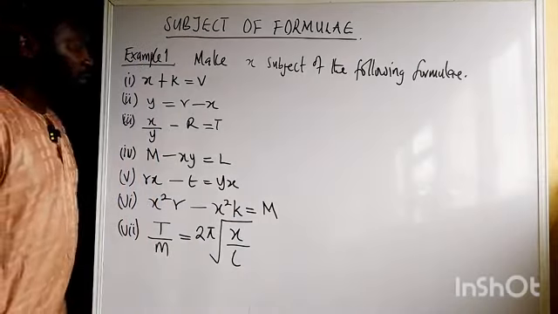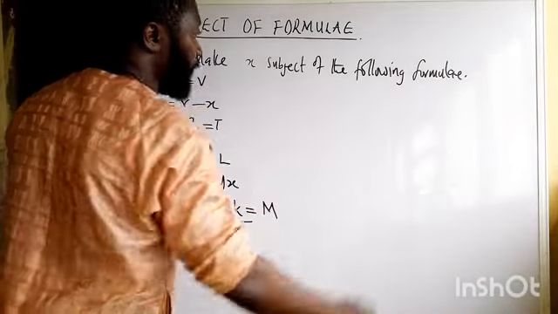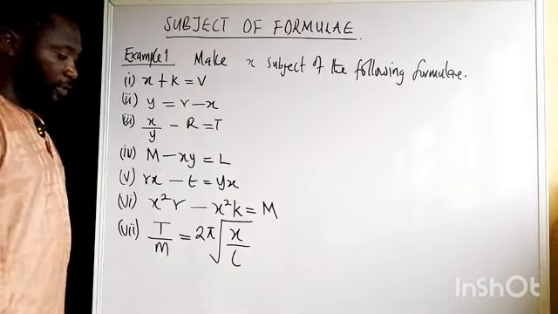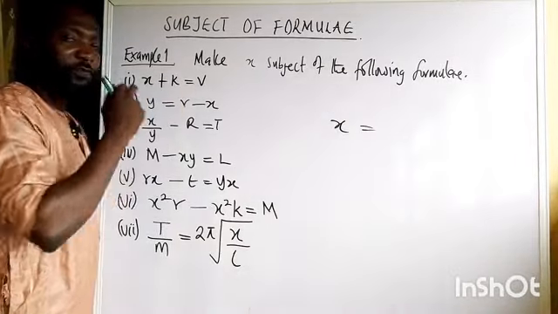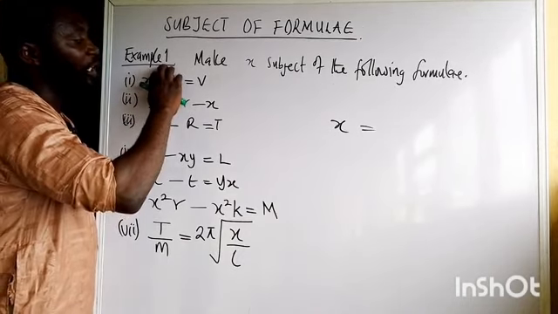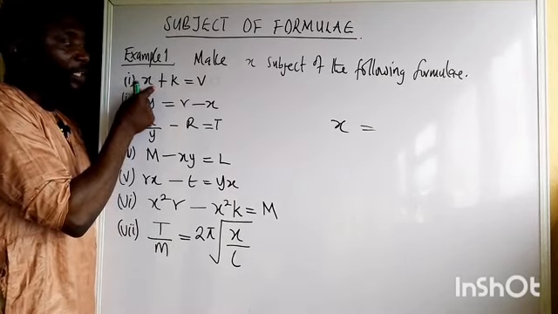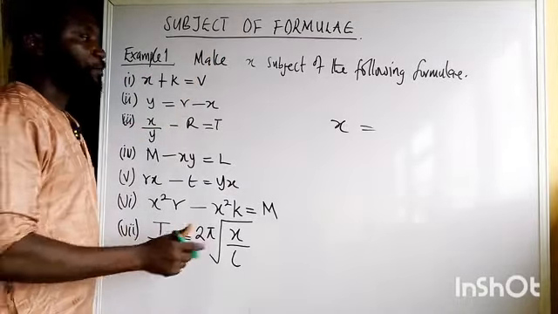Now, look at all these examples. Here we said, make X subject of the following formulae. Either formulae or formulas, they are the same. Now, if X plus K equals V, make X subject. It means we have to remove this K from here so that we have only X on one side. Then K, V, and any other letters will be on the other side.